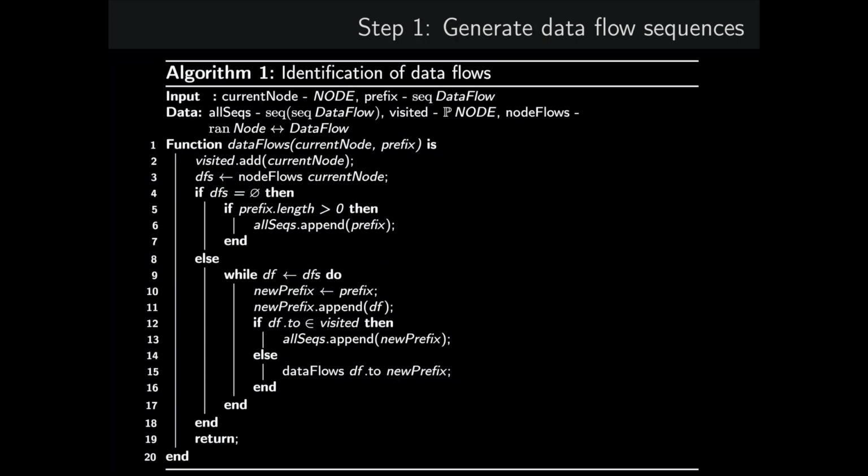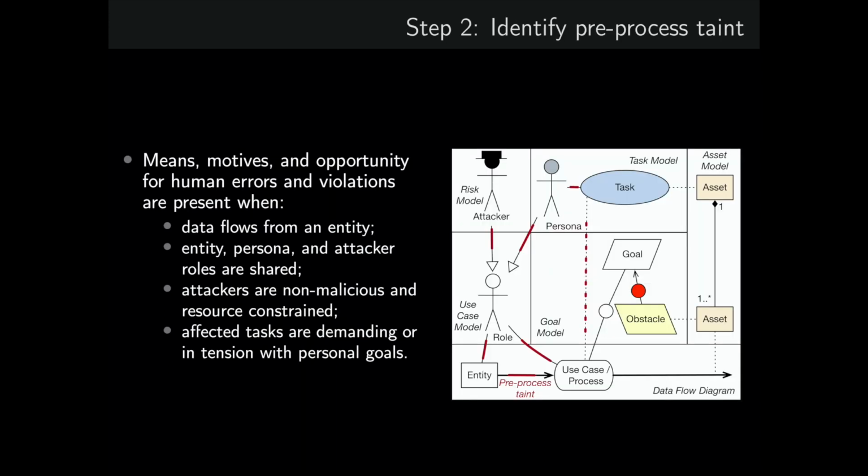Based on this definition of data flows, the first step of our approach is to turn the DFD into an array of unique data flow sequences, where the from attribute of the first data flow in the sequence is an entity. This is summarized by the algorithm in this slide, which is described in more detail in the paper. With this array now constructed, we enumerate the data flows in each sequence and log potential pre-process and post-process data flow taint. Now, pre-process taint arises when opportunities for human error and violations are present.